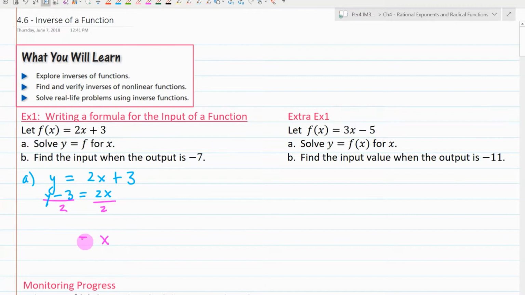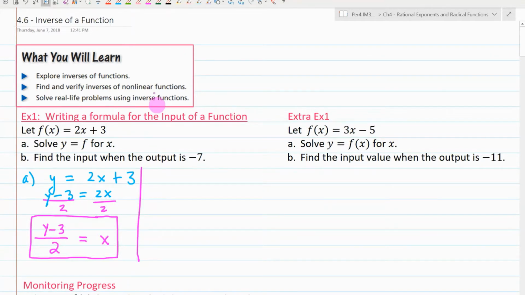So x is equal to y minus 3, the whole thing over 2. Now it's just easier to go ahead and leave it like that, and we solve for x. Now you could have divided this by 2, and that by 2, and got y over 2 minus 3 over 2 is equal to x. I'm going to go ahead and leave it like this.